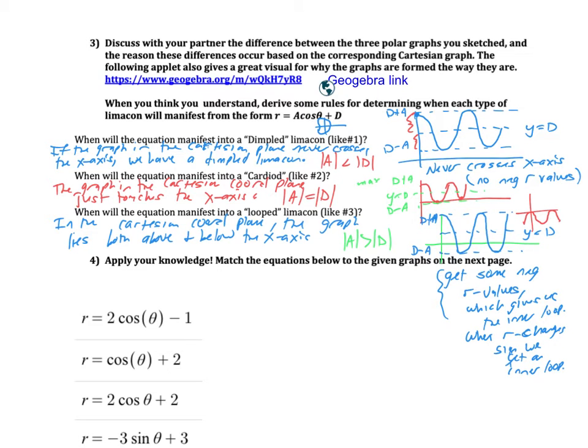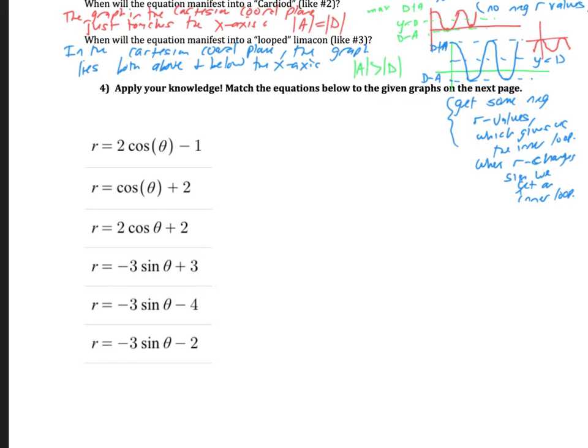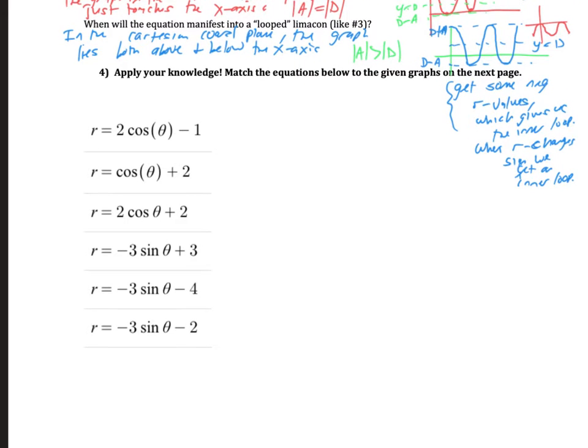So number 4 is a matching exercise. We're given equations, and our goal is to match them to graphs. Before we look at the graphs, I want to try to analyze each one of these. So we have r equals 2 cosine theta minus 1. Since it's cosine, that means it's going to be horizontal, and if it's positive, this will be mainly to the right. And now we have to decide, is this dimpled, is it a cardioid, or does it have an inner loop?